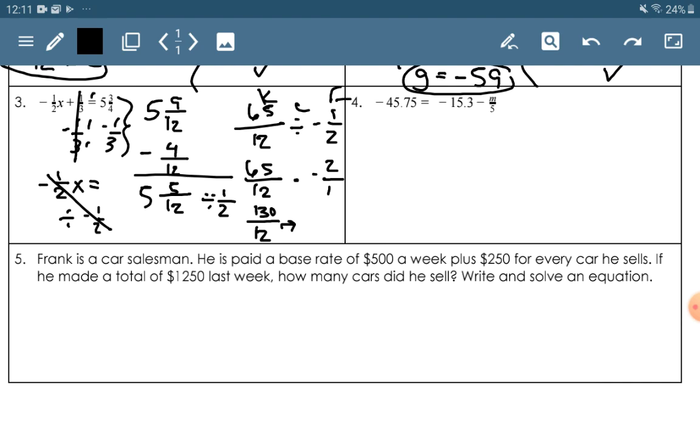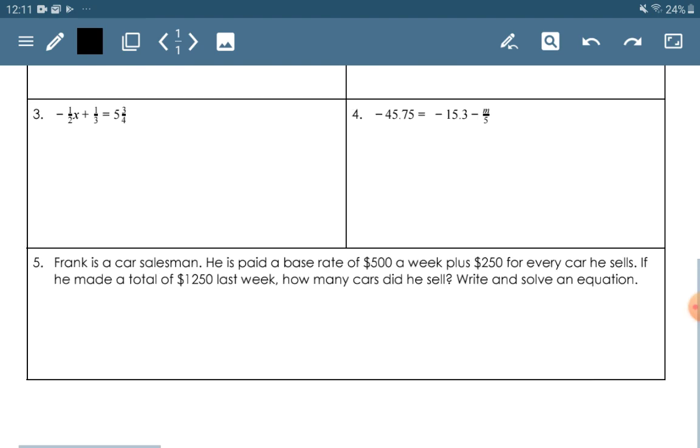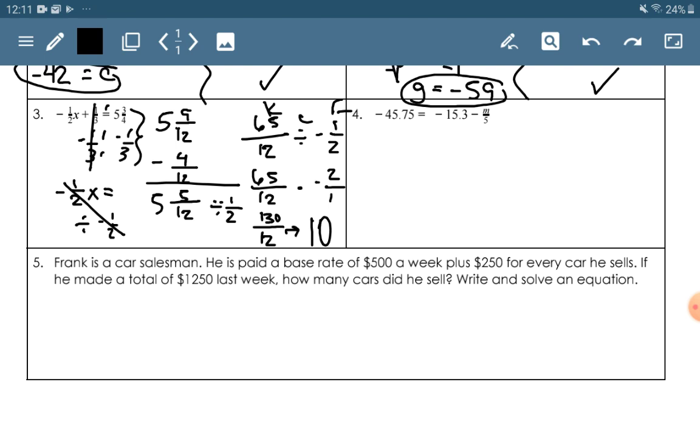So 12 can go into 130. And again, you could figure this out off to the side if you needed to, but it can go in 10 times. 10 times 12 is 120. So to get to that 130, I have 10 left over with 12 at the bottom. That is still not in simplest form, so I have to go into my other box a little bit because I'm running out of room. But my whole number is still 10. 10 and 12 can both be divided by 2. That's going to leave me with 5 over 6.